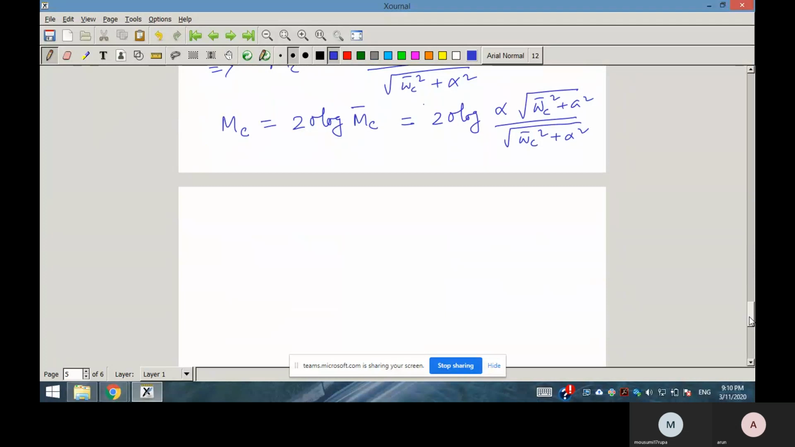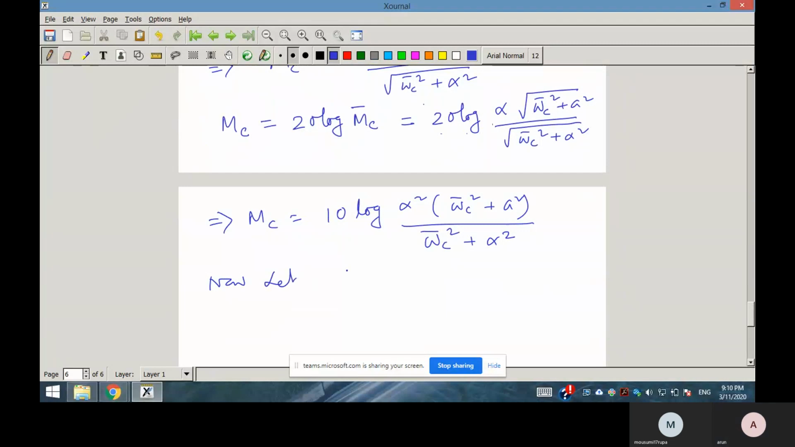So this you can write, this implies MC equal to 10 log of, if you multiply 2, so it will be 10 log of this square, that means alpha square into omega c bar square plus a square divided by omega c bar square plus alpha square. Yeah. So now let C equal to 10 to the power of MC by 10. So this means C will be what?